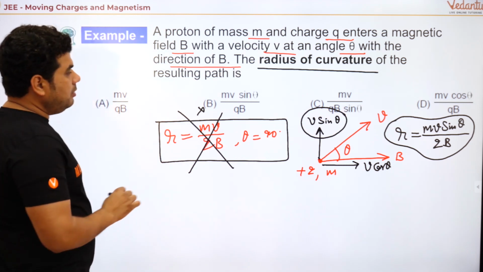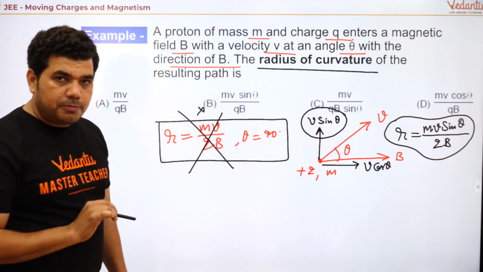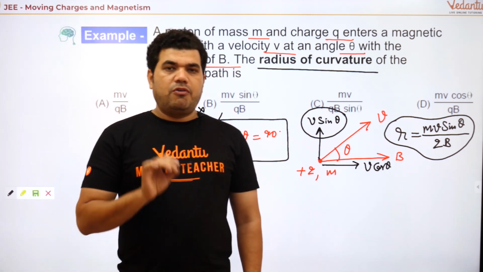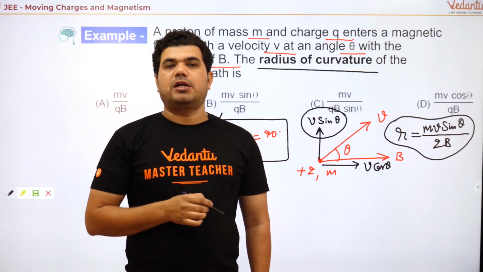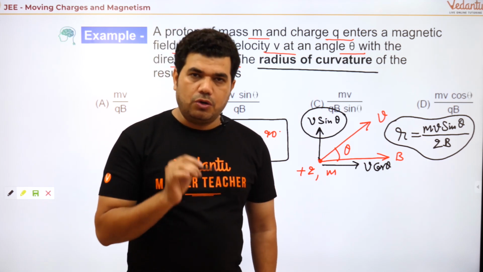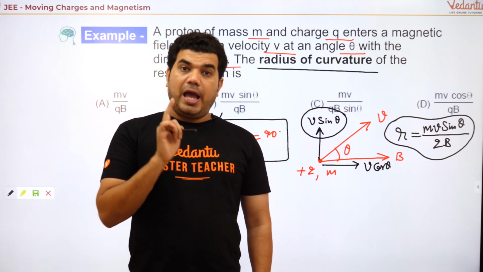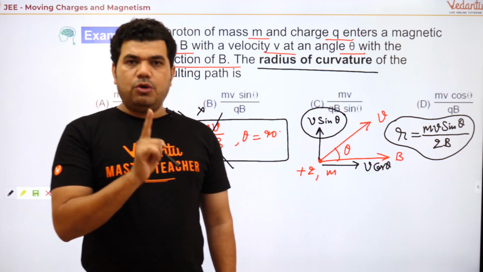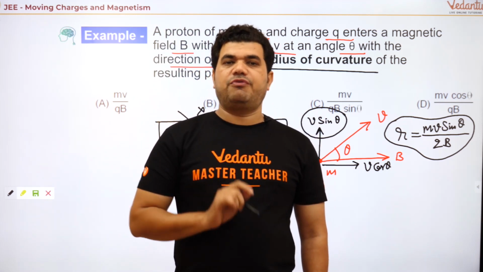The case here is, v sin theta tries to move in a circle. Always remember, whenever a charged particle tries to move inside a magnetic field, the magnetic field always wants to revolve that particle in a circle, and the plane of that circle is always perpendicular to the magnetic field.